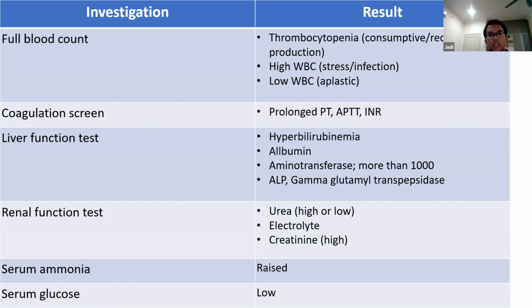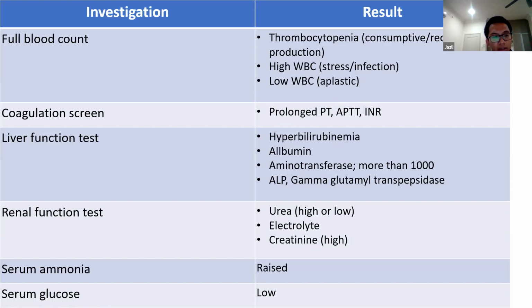Coagulation screening, you look for prolonged PT or PTT, INR. This one is important for the diagnosis of liver failure. You want to see changes in PT and INR mainly. And for the liver function test, you look for hyperbilirubinemia, low albumin, aminotransferase more than 1000, and ALP.